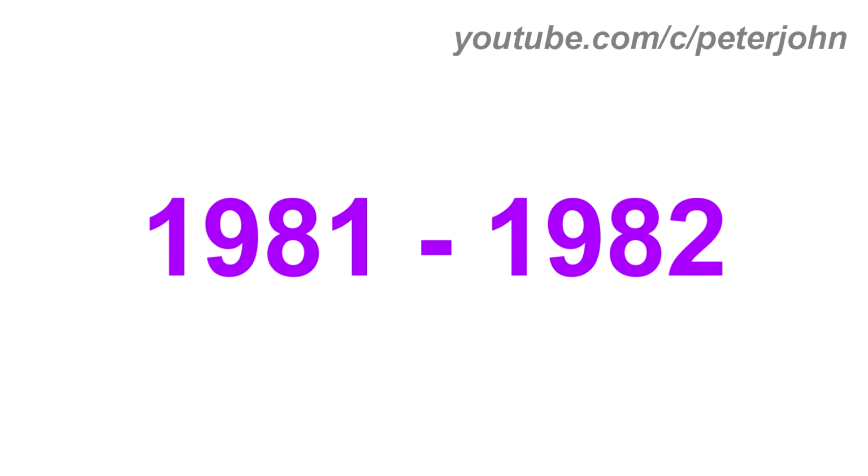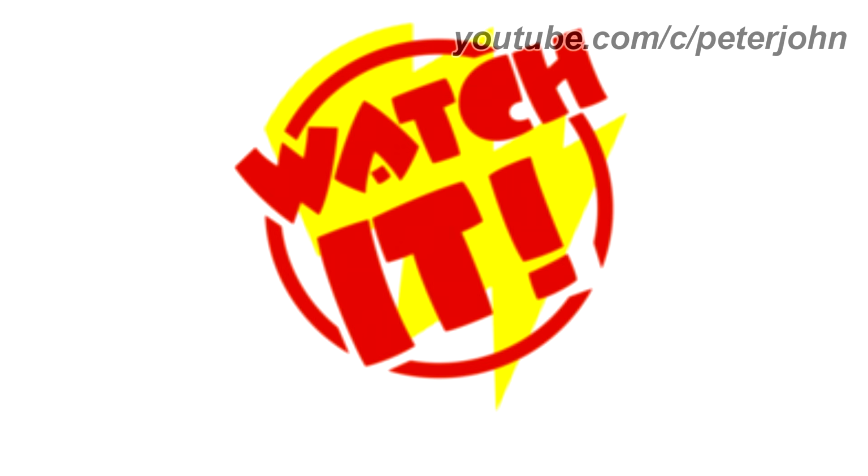1981 to 1982, here we have the logo of the first CITV's name, Watch It. There is a yellow shape and on it there is a red circle, and inside it, there are the words Watch and it in red text.